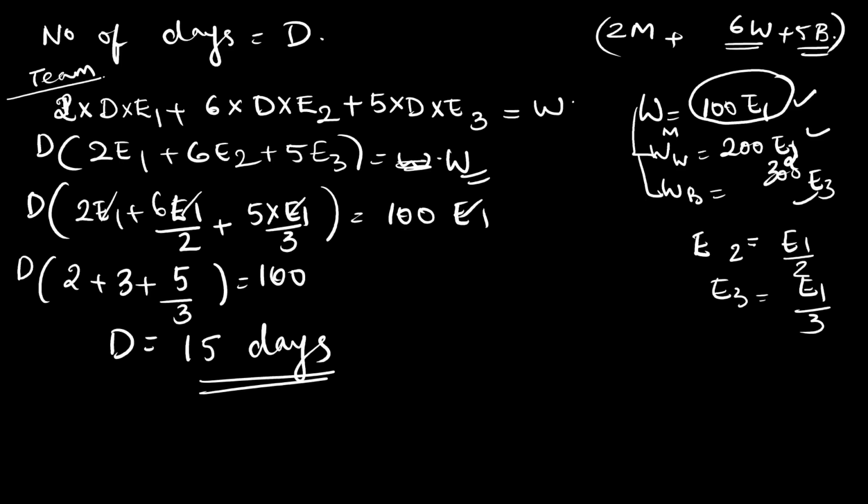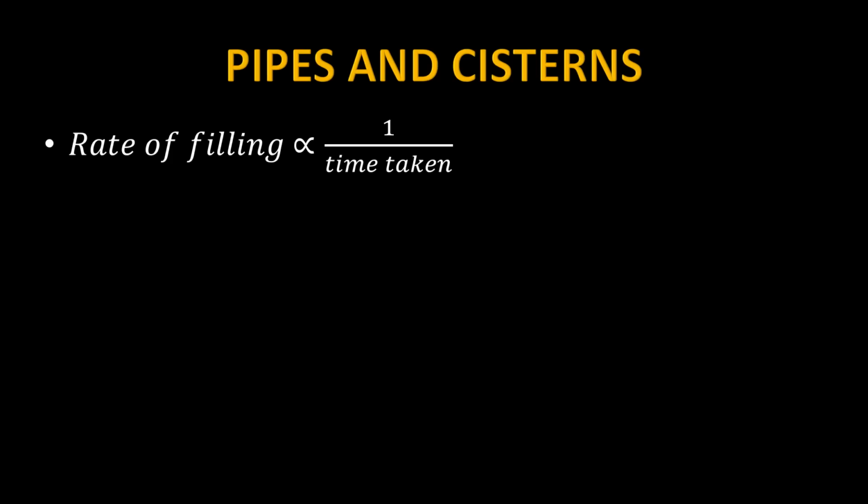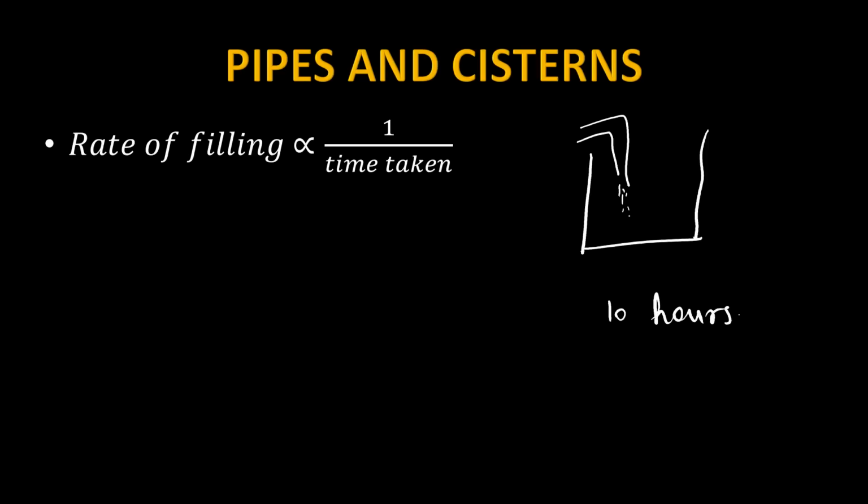So this is the number of days taken when they form a team. Okay, this is all about time and work. Next we'll see pipes and cisterns. That is, if a pipe is used to fill a tank, and the pipe fills the tank in 10 hours, then the rate of filling, or the efficiency, will be equal to 1 by 10, that is the reciprocal of the time.